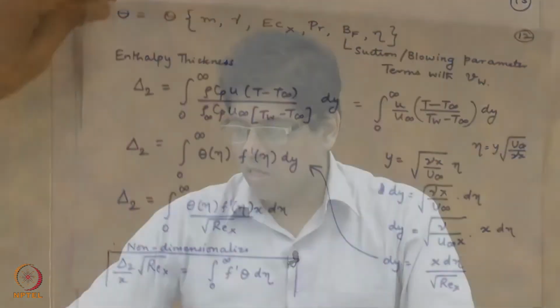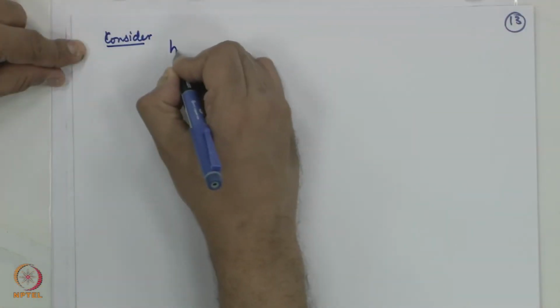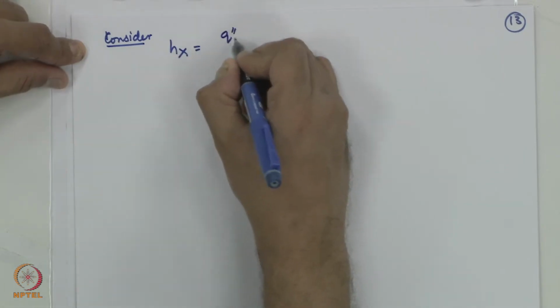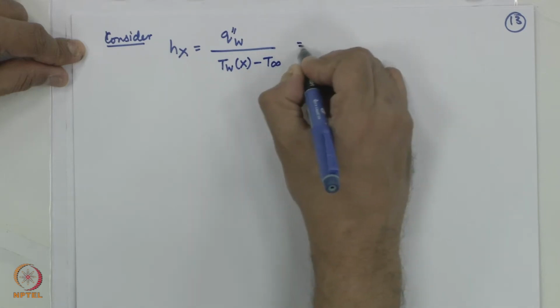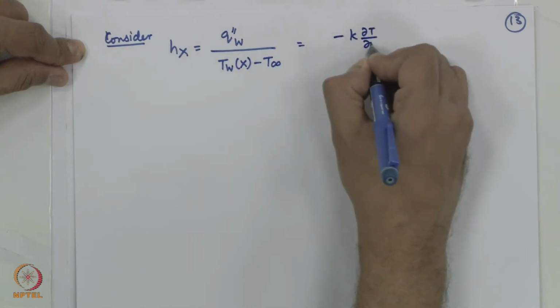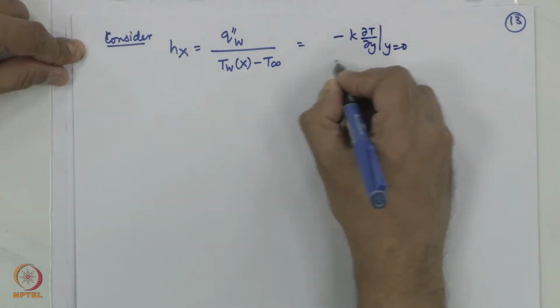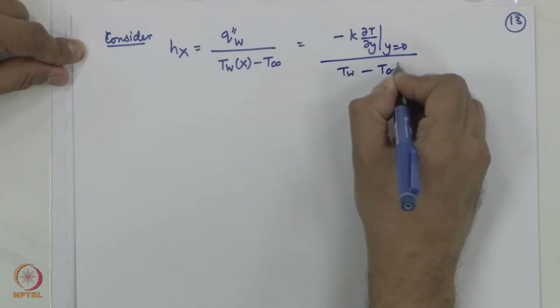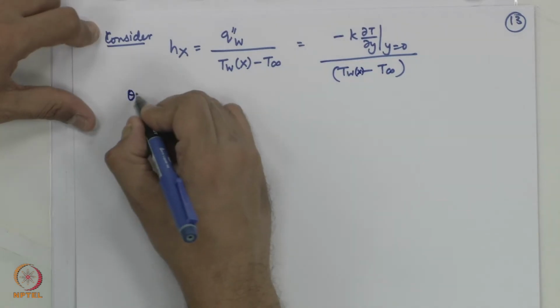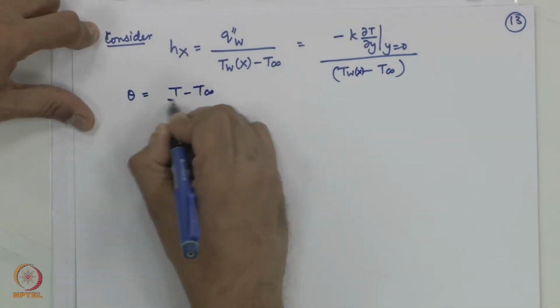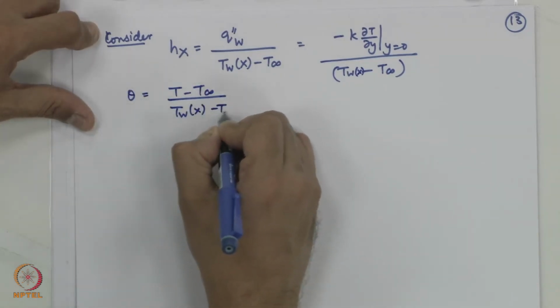Okay, and what is this quantity? We are going to just see in a minute. So let us keep it aside. We are going to consider h of x, the local heat transfer coefficient, which is wall heat flux divided by local wall temperature minus T infinity, which is minus k dT by dy at y equal to 0 over (T wall minus T infinity). This is a function of x, of course. Theta is equal to (T minus T infinity) divided by (T wall minus T infinity).